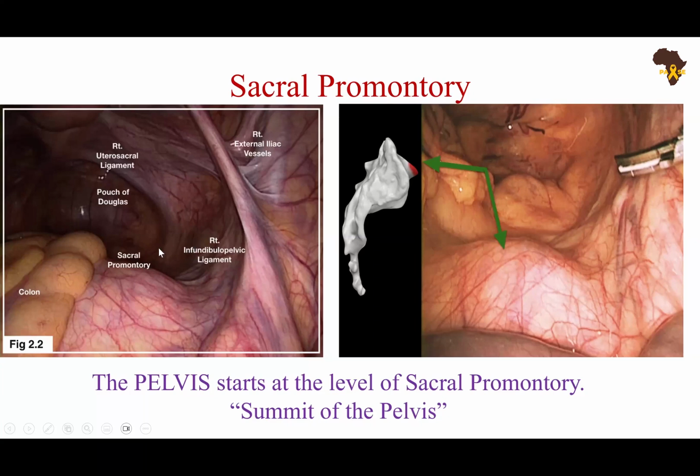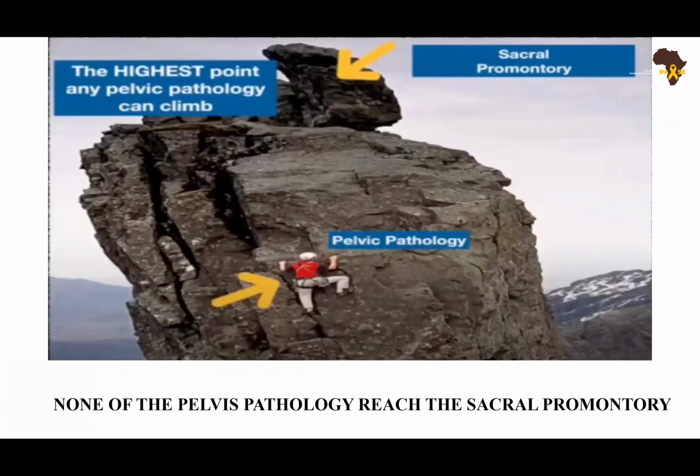The posterior wall, we have this entry into the pelvis, which is the sacral promontory. And you have this structure that is the IP ligament, and this big pouch, that's the pouch of Douglas that we are interested in. So the pelvis starts at the sacral promontory, which is the summit of the pelvis. And it's important to know that none of the pelvic pathology crosses the sacral promontory. So this is our pinnacle, the sacral promontory. And that's the highest point any pelvic pathology can climb. And now you discuss and deal with the pelvic pathology below this level.